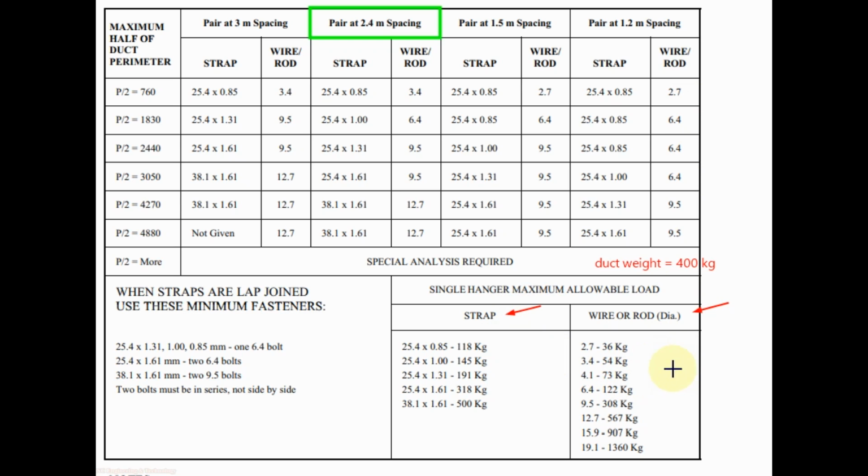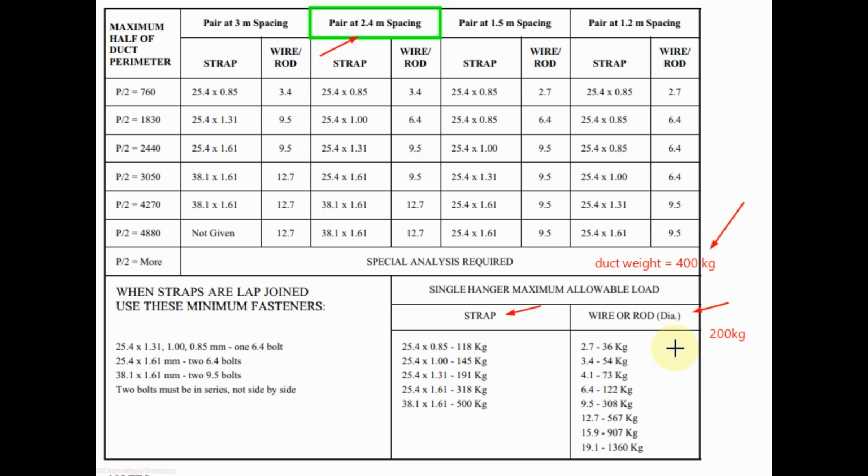We can select the rod diameter or strap size for a duct support in another way also. For it, first you should know the spacing between two duct support. Then calculate the weight of a duct of the same length. Suppose we have spacing between two duct support 2.4 meter. Then we will calculate the weight of a duct of 2.4 meter. Let us assume the weight of a duct of length 2.4 meter is 400 kg. As you know, for a duct support we have two hangers, so we will divide it by 2. So for one hanger we will have the weight 200 kg.